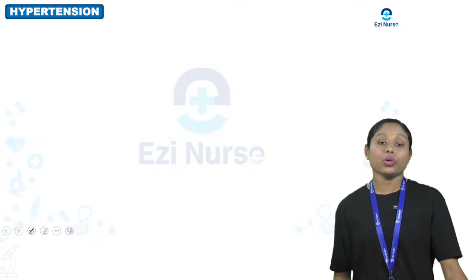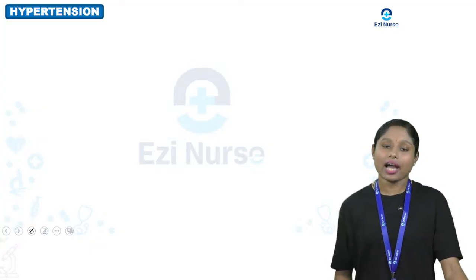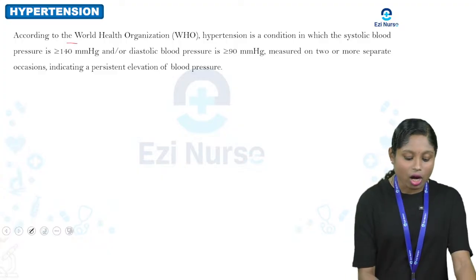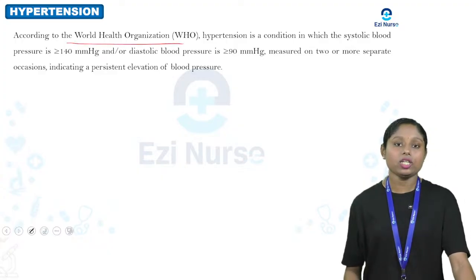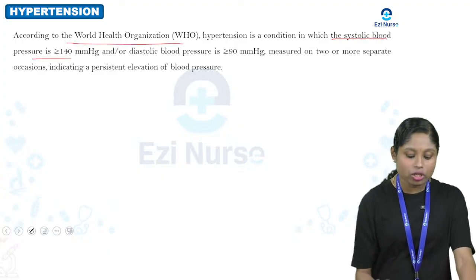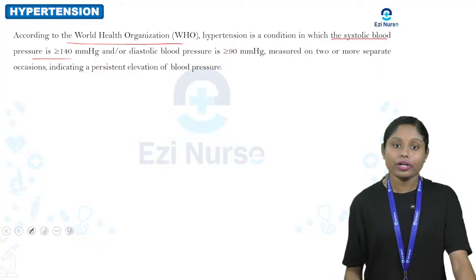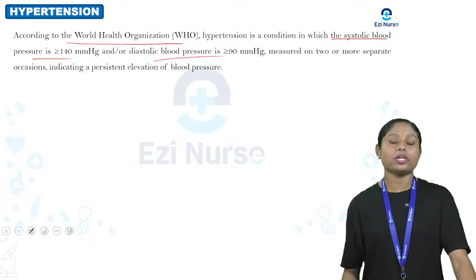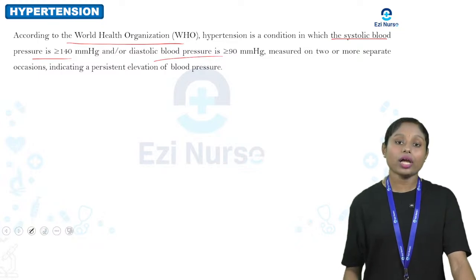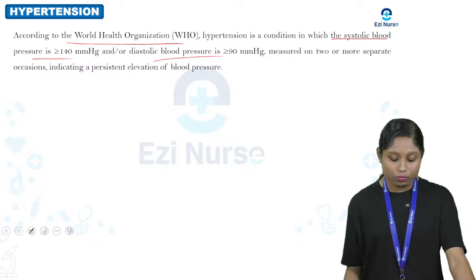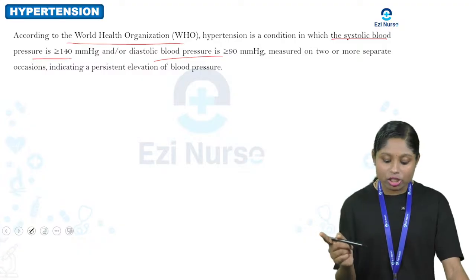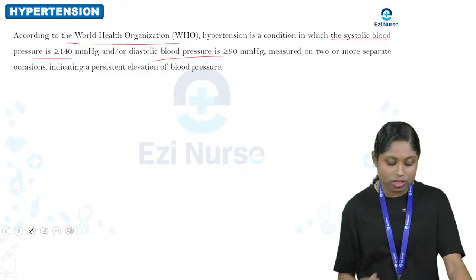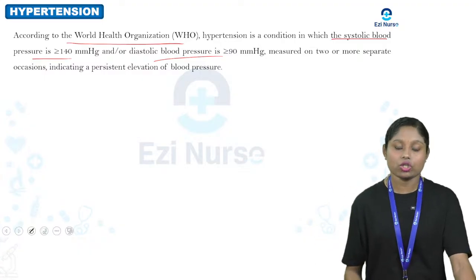The next important topic we are going to discuss is hypertension. So what is hypertension? According to the World Health Organization, it's a condition where the systolic blood pressure is equal to or above 140 mmHg and the diastolic pressure is more than or equal to 90 mmHg, measured on two or more separate occasions, indicating a persistent elevation in blood pressure.